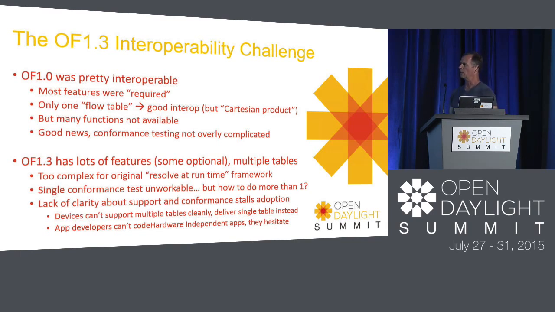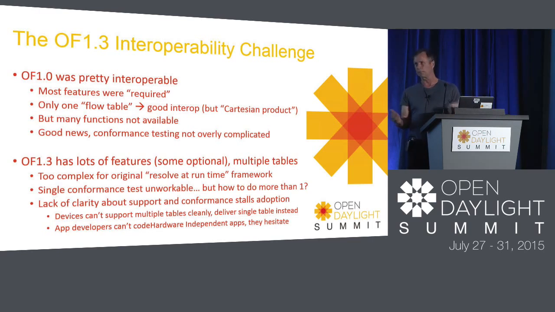So now to talk a little bit about what's driving this. What do TTPs bring to interoperability? OpenFlow 1.3 introduced an interoperability challenge. 1.0 was pretty simple, pretty interoperable. Pretty much all the features were required, so there wasn't ambiguity about whether a feature was present or not.